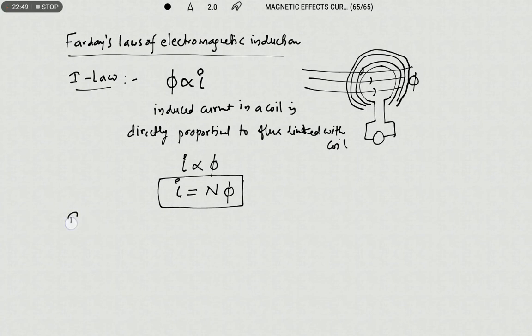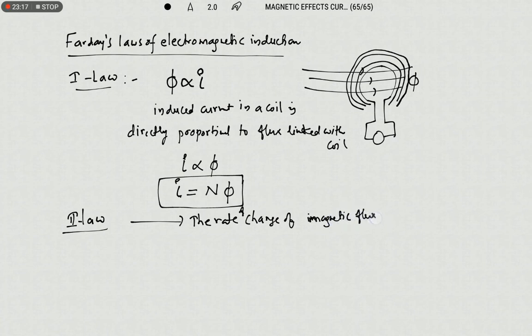Next, the second law. The second law gives the relation between the rate of change of magnetic flux and the induced EMF. The rate of change of magnetic flux is directly proportional to the induced EMF produced in a coil.